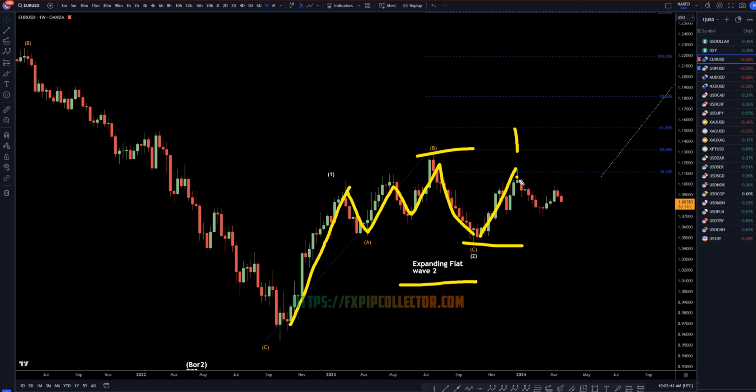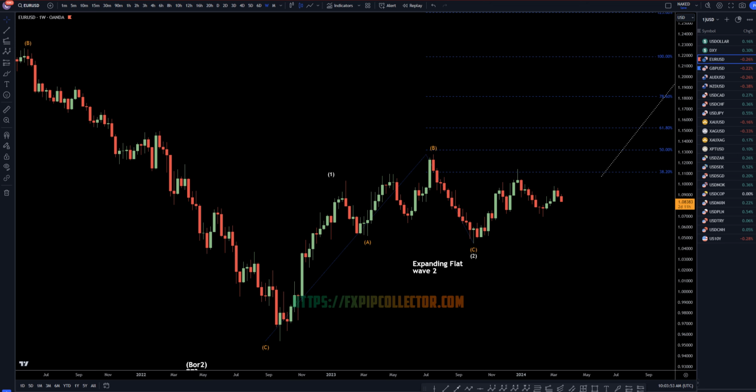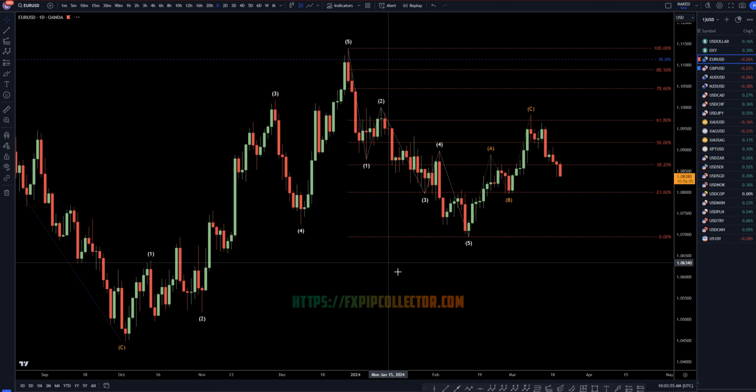I still think this is going to go up, but at this point it probably is going to go down, test these lows before it actually does go up to make a more proper looking ABC of 2, and then eventually go up for that big wave 3. So let's take a look at it on the daily time frame.